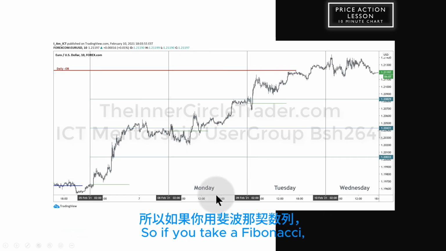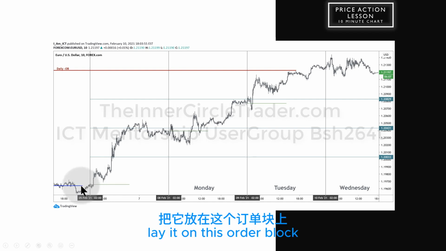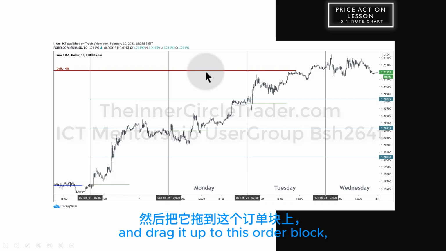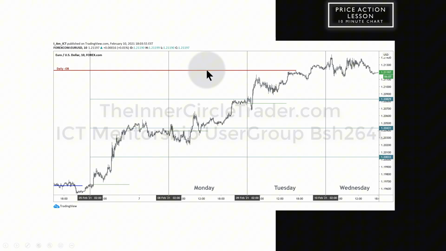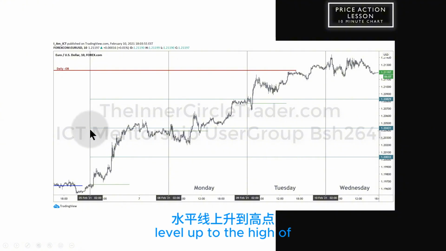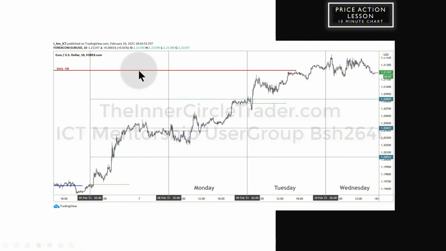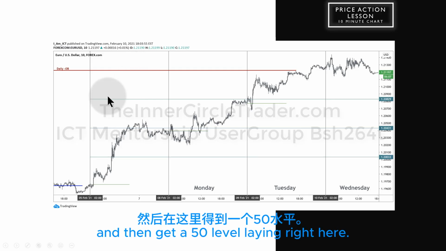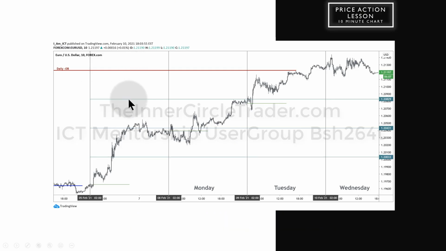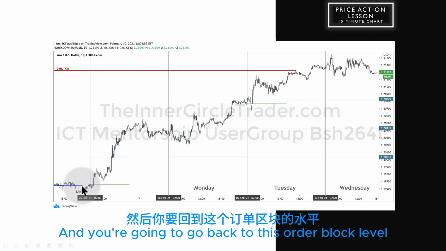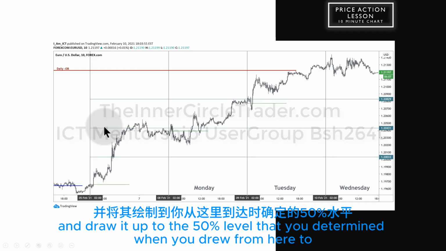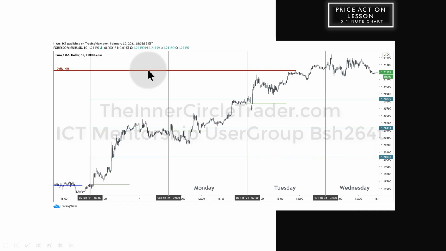So if you take a Fibonacci, lay it on this order block and drag it up to this order block, you'll get the 50 level right here. Then you want to take another fib, lay it on this level up to the high of the bearish order block, and then you'll get a 50 level laying right here. Then you're going to go back to this order block level and draw it up to the 50% level that you determined when you drew from here to here.